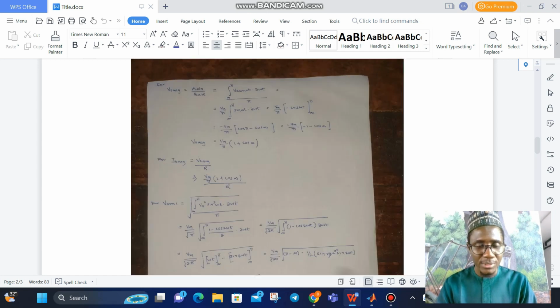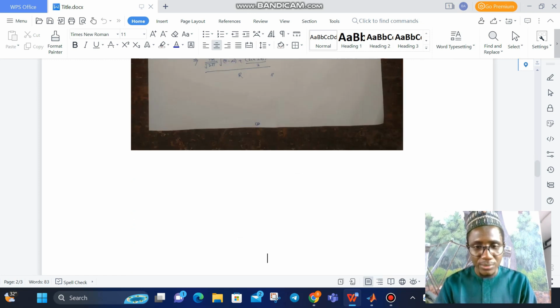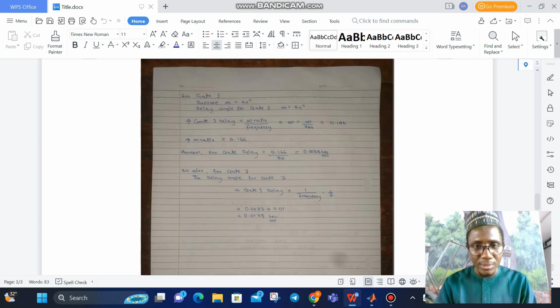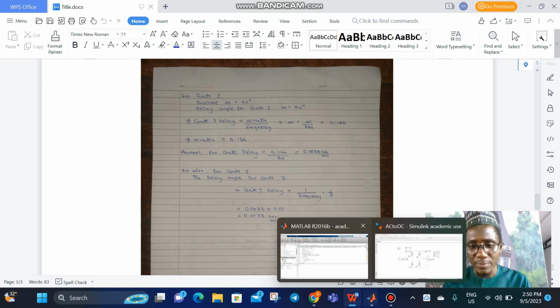These are some calculations that I made for the output average voltage, the output average current, and the output root mean square voltage. These are some outputs. These are the calculations that I use for this type of circuit, and also for the firing angle. I also use some calculations for gate 1 and gate 2. This one I will explain more in the Matlab.